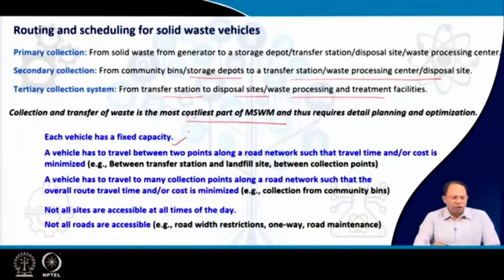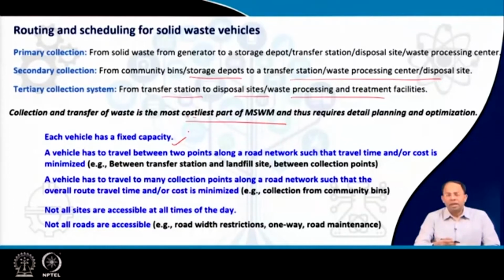So the second point is, a vehicle has to travel between 2 points along a road network such that travel time and/or cost is minimized. So that means whenever we are traveling along a road network, in most cases we are traveling between 2 points. What are these 2 points? It could be from the depot of the vehicle to the first community bin, or from one community bin to another community bin, or from the point where its capacity actually exceeds. That means when the vehicle is filled, from that point we can take the vehicle to the landfill site. So at any point of time the vehicle is traveling between 2 points.